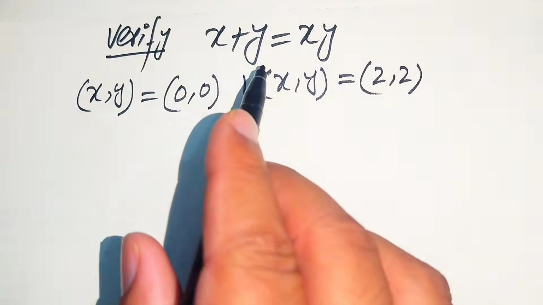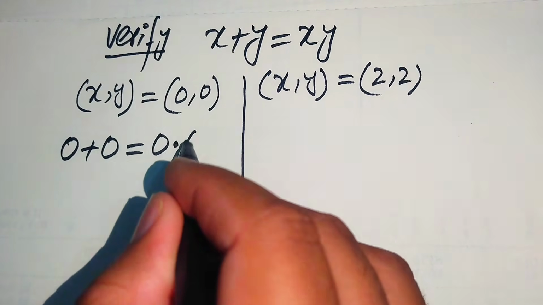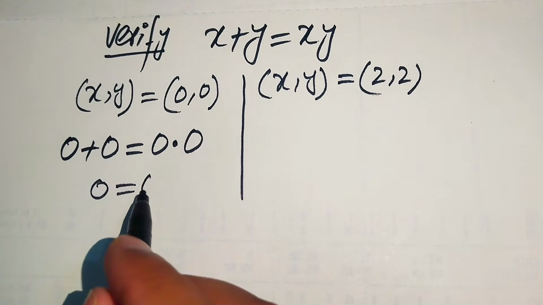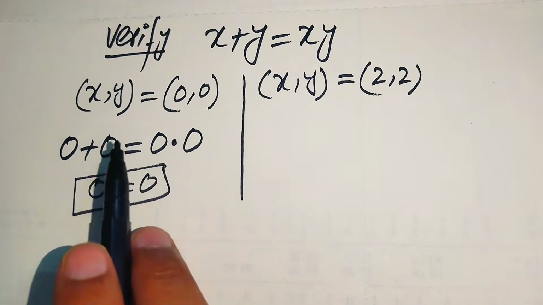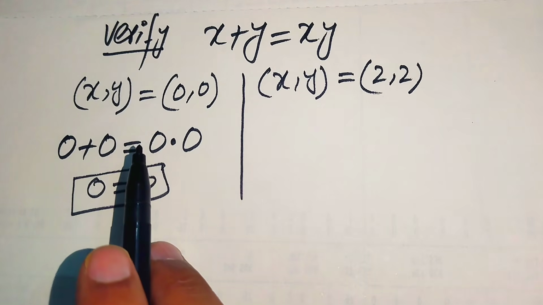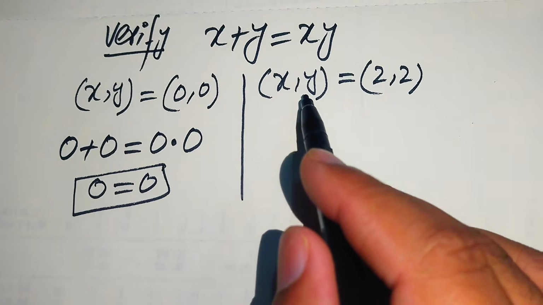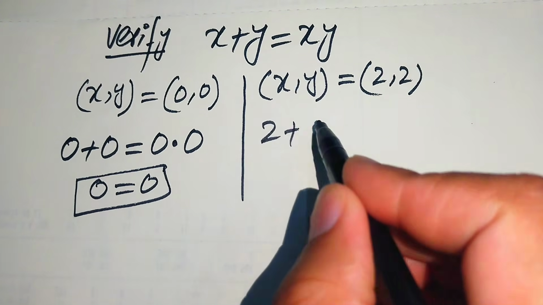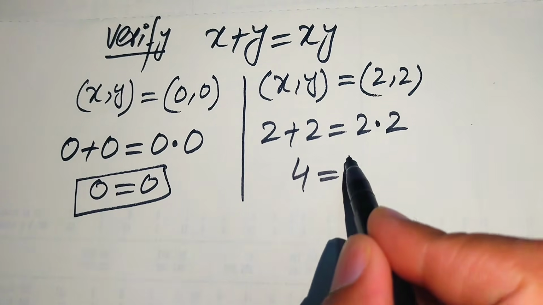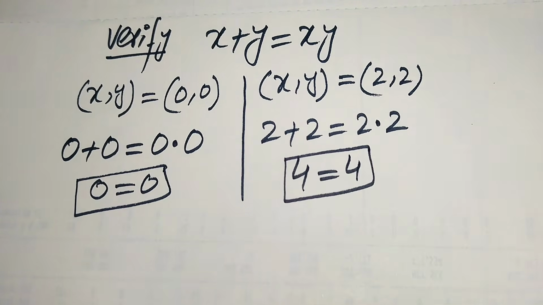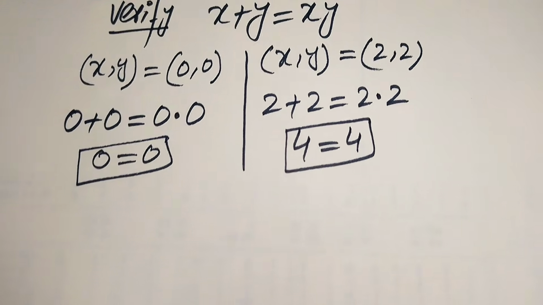When we substitute these values here, it will be written as 0 plus 0 is equal to 0 multiplied by 0, and we get 0 equals 0. This shows that both of the sides are equal. It means that the first pair of roots satisfies our given question statement. In the same pattern we verify the second root, and we substitute these two values here, and it becomes 2 plus 2 is equal to 2 multiplied by 2, and we easily get 4 equals 4. This shows that the second root also satisfies our given question statement.